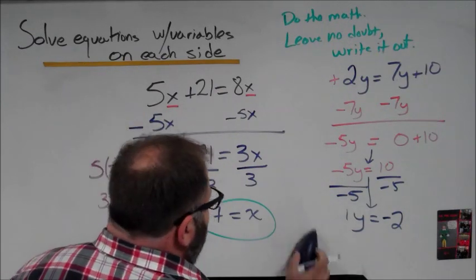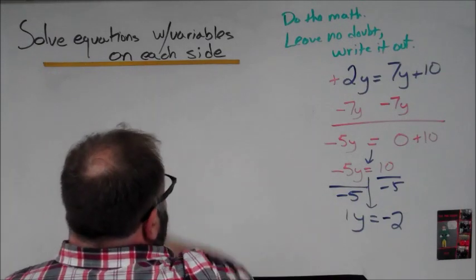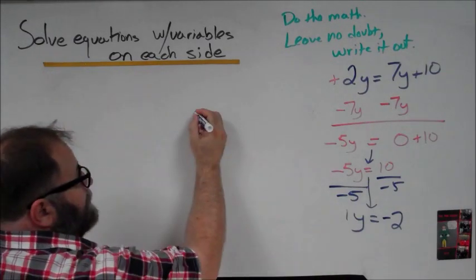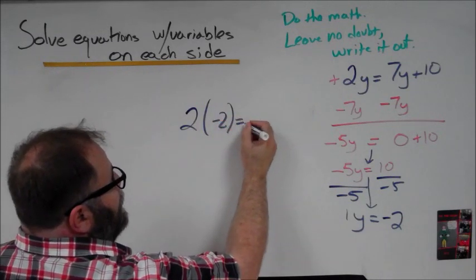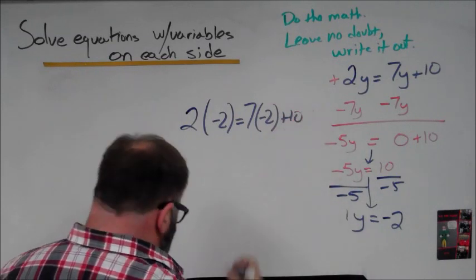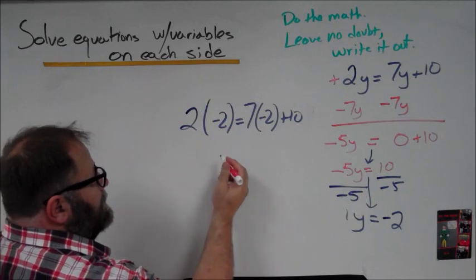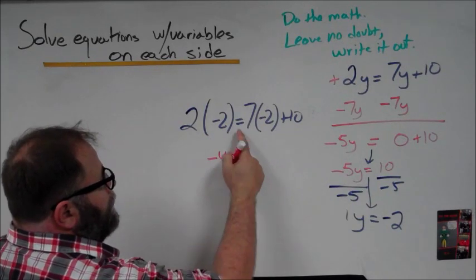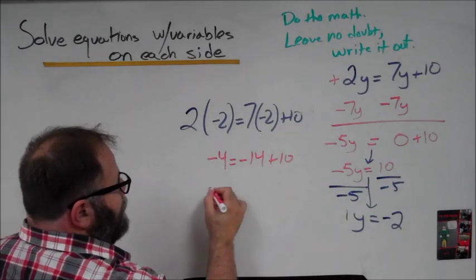Now let's check it. I've run out of a little bit of space here. Let me make a little room for my check. I've got 2 times -2 equals 7 times -2 plus 10. Let's do the math. 2 times -2 is -4. 7 times -2 is -14 plus 10.